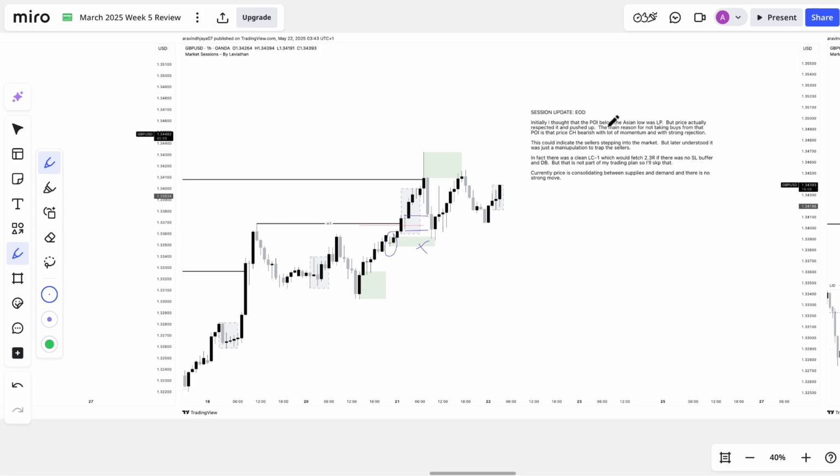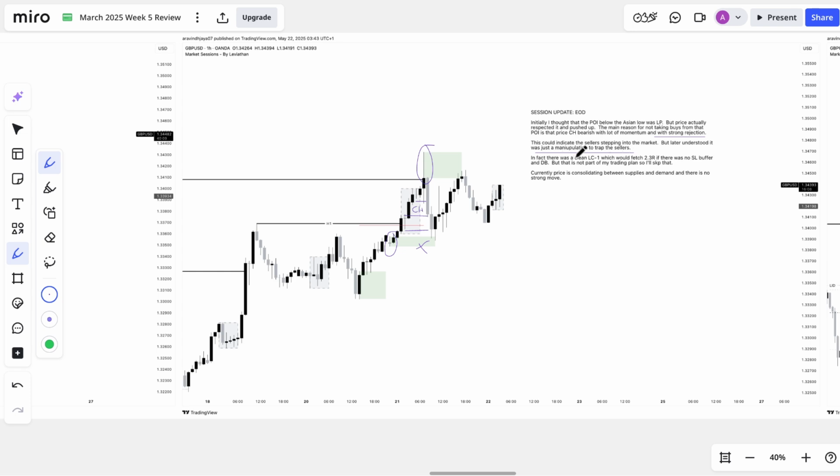So initially I thought the POI below the Asian low was low probability, but price actually respected it and pushed up. The main reason for not taking buys from that POI is that price chalk bearish. One more reason is, price actually chalk bearish right here. Here you go, chalk bearish with momentum, with a lot of momentum, and with strong rejection. So strong rejection could indicate that the sellers were stepping into the market, but later I understood it was just a manipulation to trap the sellers.